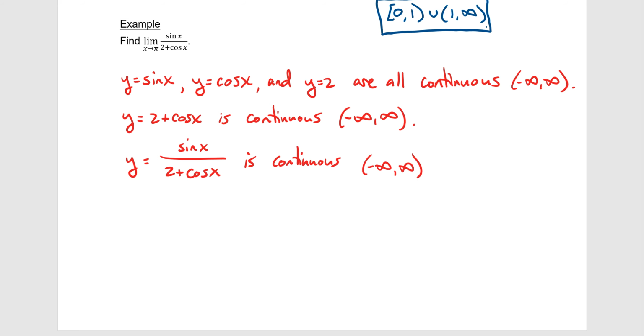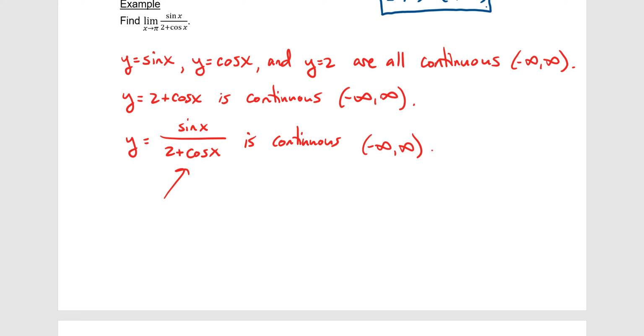And hopefully you're kind of saying to yourself, well, what if 2 plus cosine of x equals 0? But 2 plus cosine of x will never equal 0. Because if we were trying to solve that for x, we would get cosine of x equals negative 2. Cosine of x will never equal negative 2 because the range is only from negative 1 to 1. Okay, so that's continuous everywhere. So since it's all continuous, we can do the direct substitution method and plug it in.